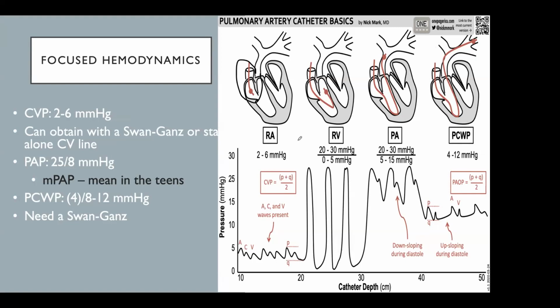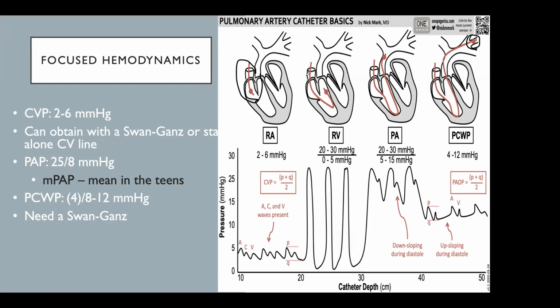If we have a Swan-Ganz catheter in, we can move that forward into the pulmonary artery, and then measure our systolic and diastolic pulmonary artery pressures. We can move it or inflate our cuff, and that will give us our pulmonary capillary wedge pressure, which we will see at the very top right of the pictogram here. One thing to note: for pulmonary artery pressure, we are not going to have the cuff inflated. For pulmonary capillary wedge pressure, we will have the cuff inflated.